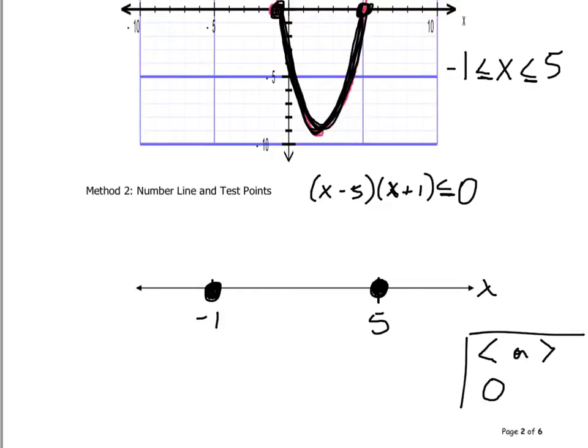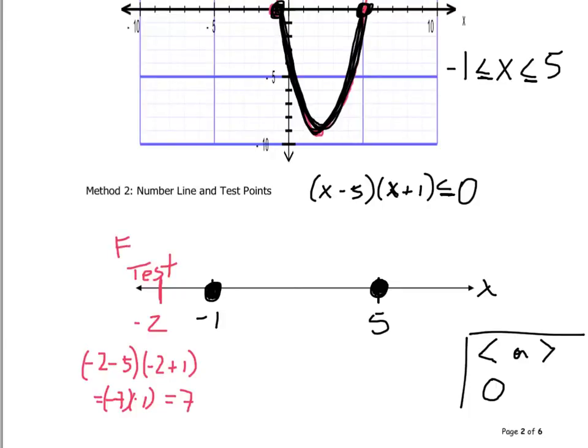Now I'm going to test some different values. Let's test negative 2. We plug negative 2 in, so that's negative 2 minus 5 times negative 2 plus 1, or you could plug it into the original equation. That gives us negative 7 times negative 1, which is positive 7. Is positive 7 less than or equal to 0? No. So this is a failed test over here.